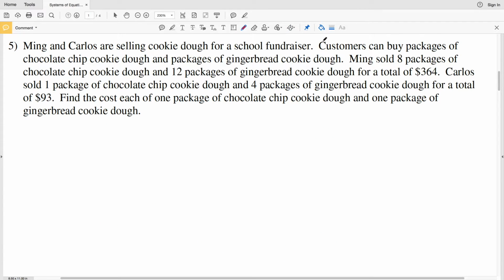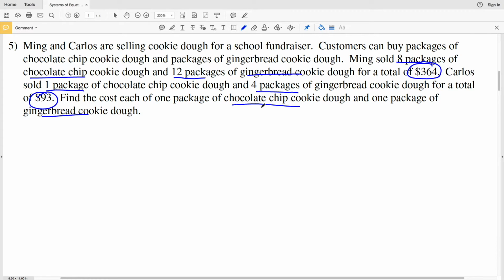Let's continue on. Continuing on to number 5, we have that Ming and Carlos are selling cookie dough for a school fundraiser. Customers can buy packages of chocolate chip cookie dough and packages of gingerbread cookie dough. Ming sold 8 packages of chocolate chip and 12 packages of gingerbread cookie dough, and that totaled $364. Whereas Carlos sold only 1 package of chocolate chip cookie dough and 4 packages of gingerbread cookie dough for a total of $93.